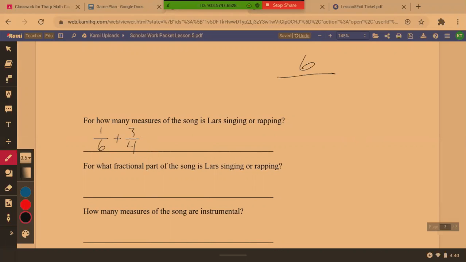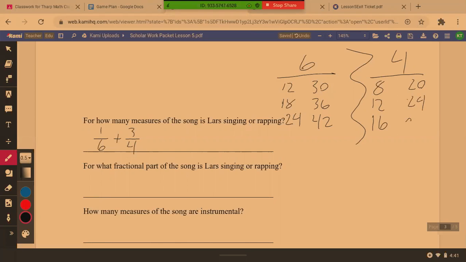Well, for 6, I know the products of 6 are going to be 12, 18, 24, 30, 36, and 42 for good measure. Now let's go to 4. Okay, 4. The products of 4 are 8, 12, 16, 20, 24, and 28. Okay, so which products do they have in common? The product they have in common will be our common denominator.